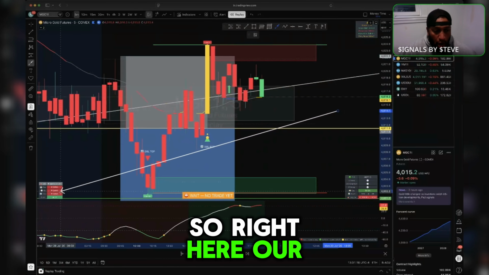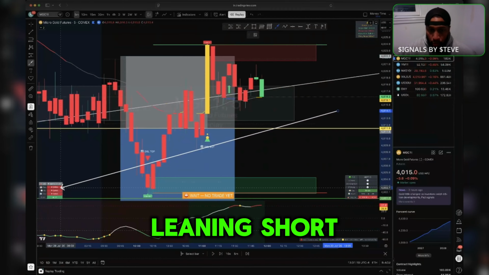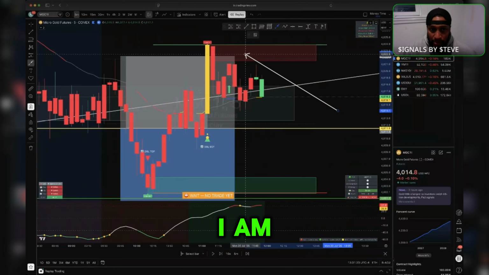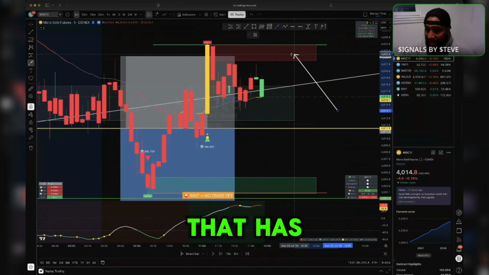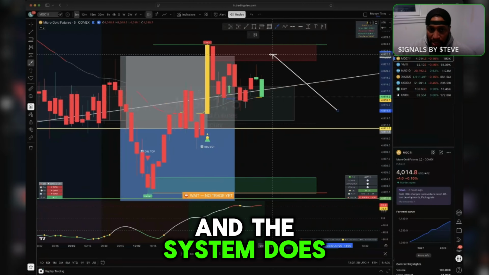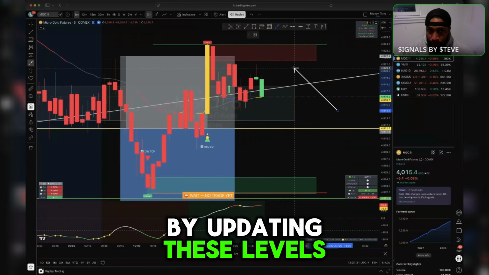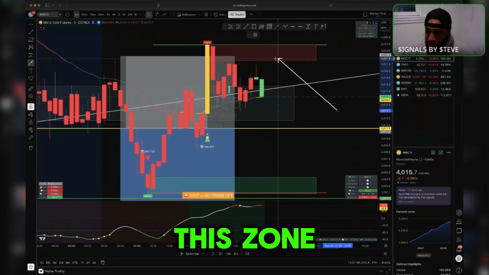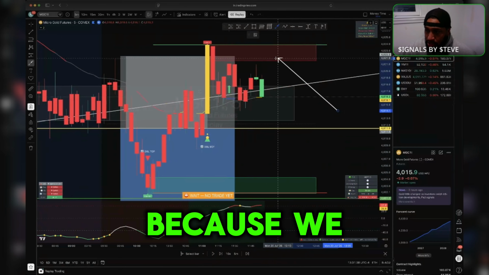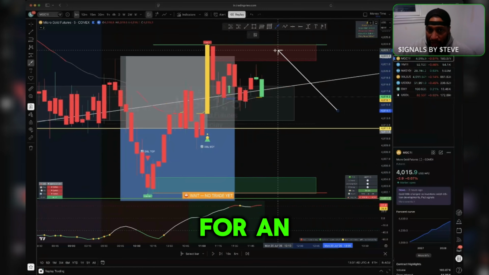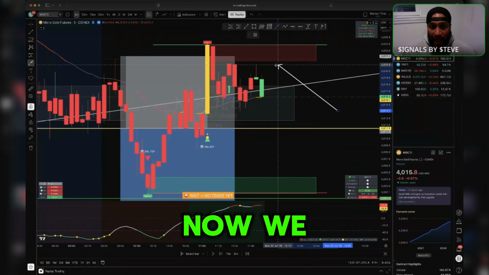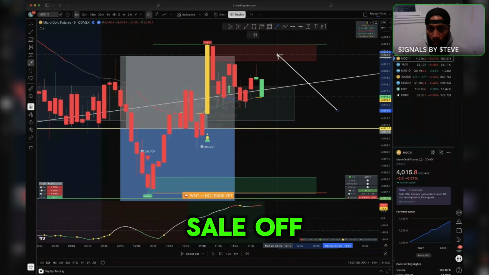Mix. No, you don't want that. So right here, our direction is already showing leaning short. So we want to lean short. That means now what I am looking for is a supply area that has not been tested yet. And the system does a great job by updating these levels. Now I want a fresh retest right off of this zone, because we are selling. So we are looking for a key level in the market for us to sell from.